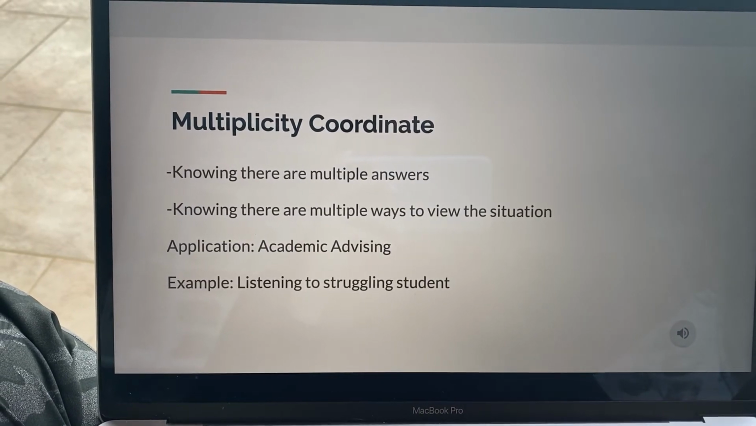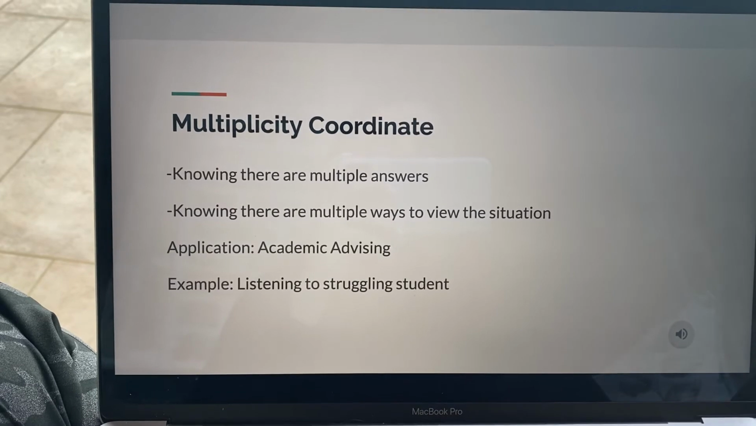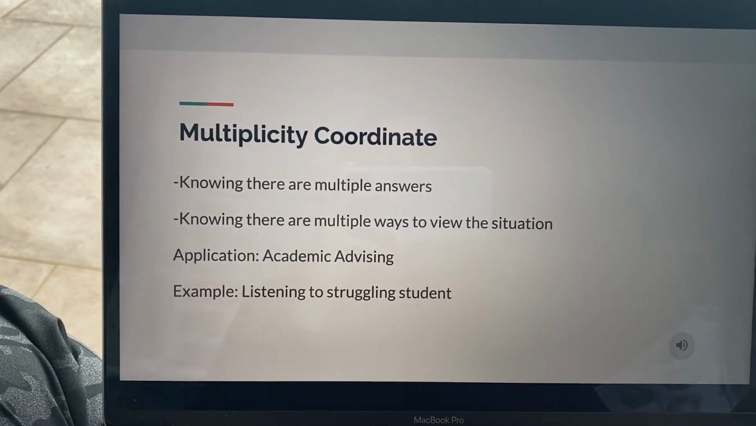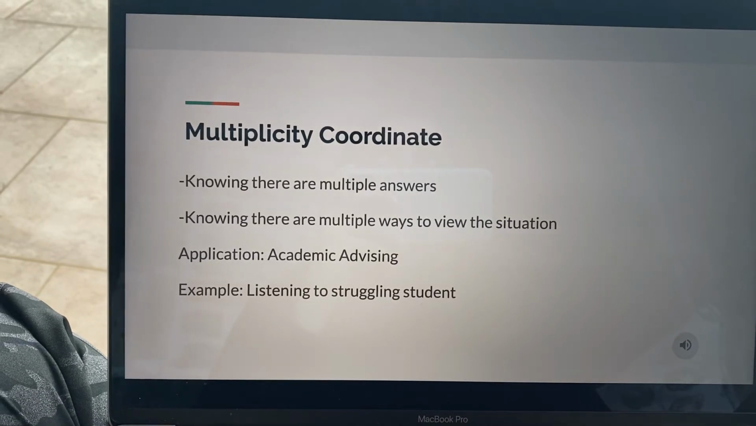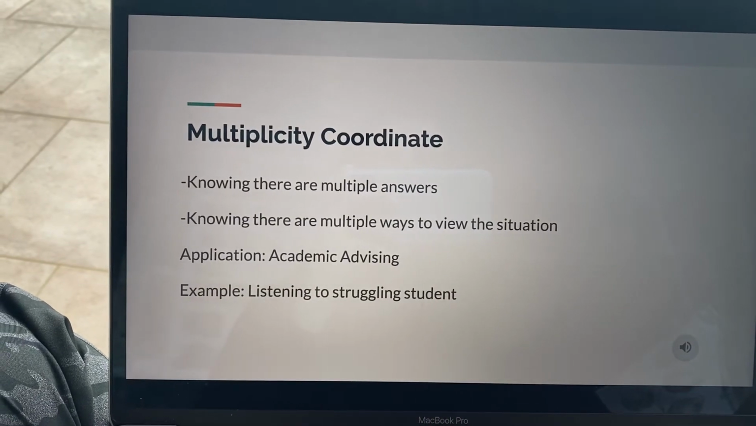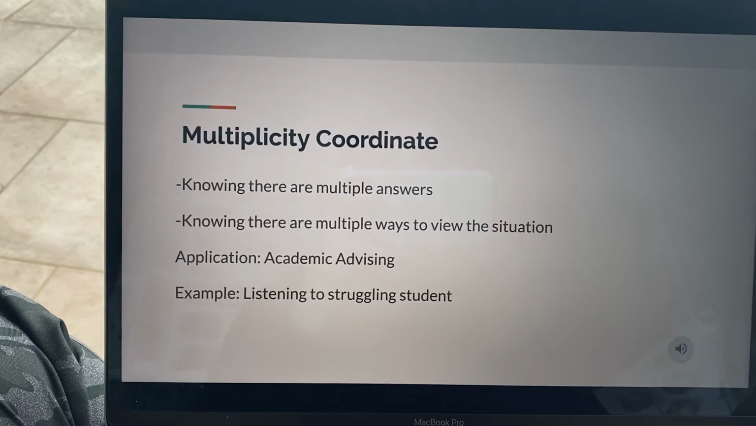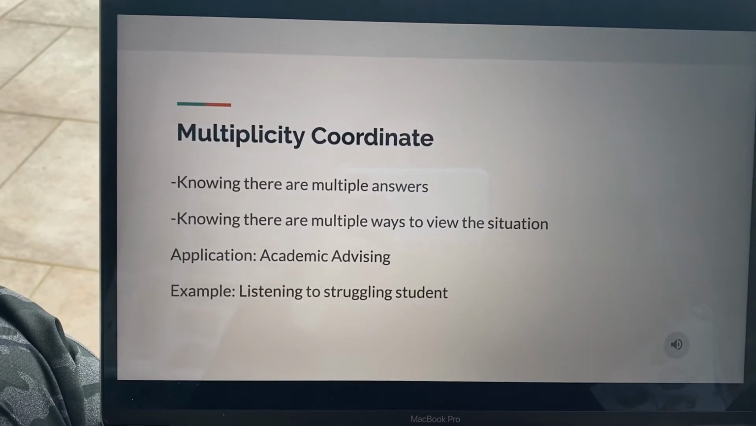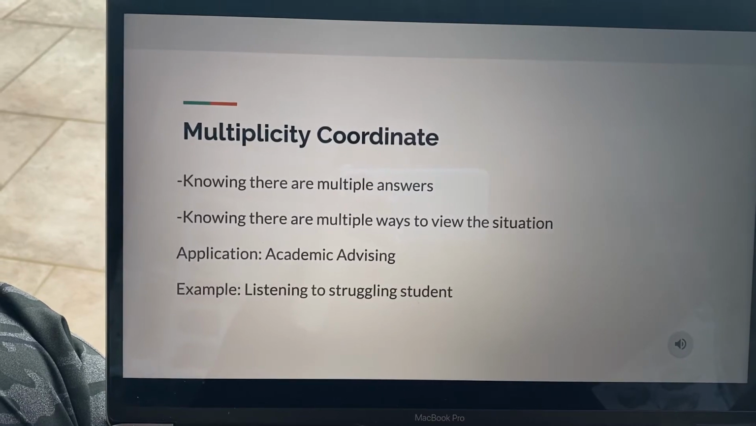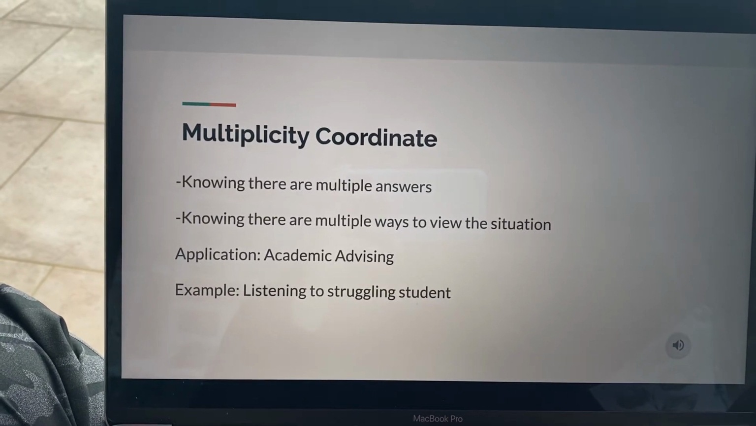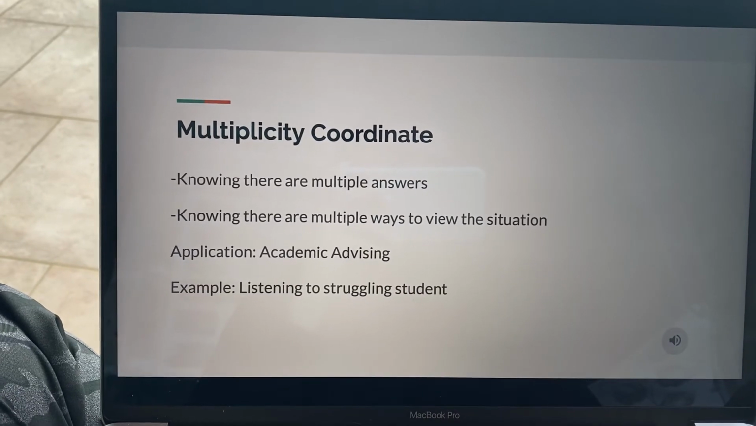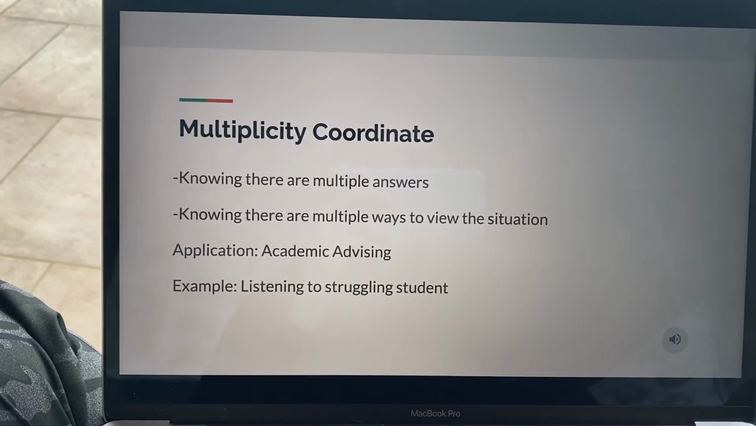I now have multiplicity coordinate, which means knowing there are multiple answers and knowing there are multiple ways to view the situation. I'm going to be applying this to academic advising. For example, an academic advisor having a student come in that may be struggling and knowing that they will have multiple options to give them for whatever they might be struggling with.